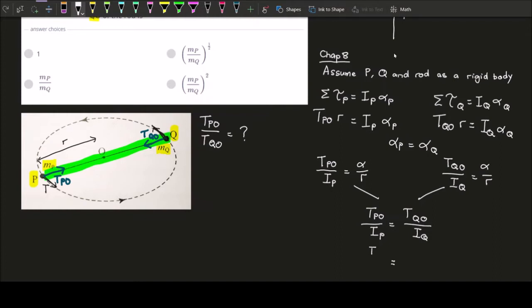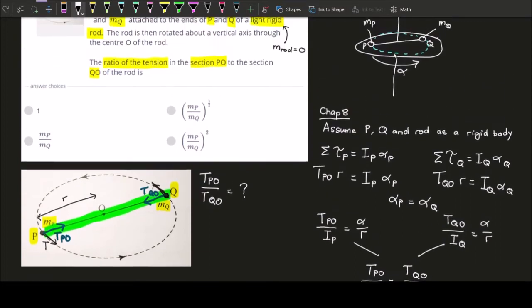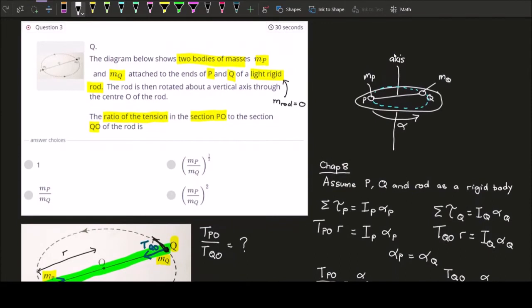we can straight away use the equation for moment of inertia for particles. So it will be mass of P times R squared, and this will be mass of Q times R squared. So we know that R squared can be cancelled. If we move things around for the last time, you see that T_PO divided by T_QO will be equal to M_P over M_Q. And this is the relationship that we want to find. So the answer for this question will be M_P over M_Q.